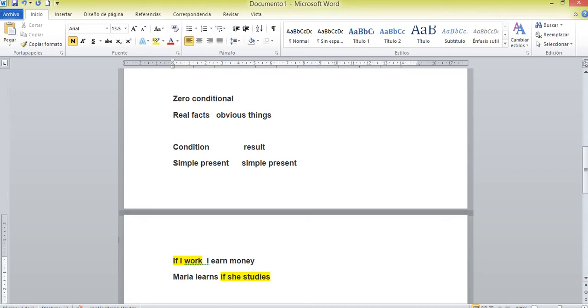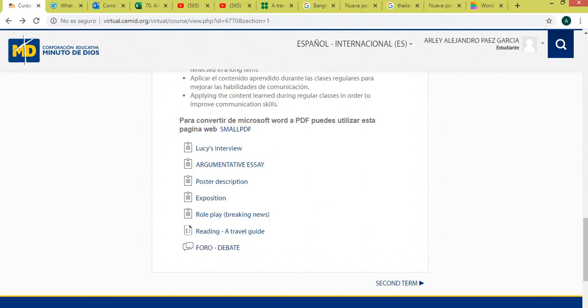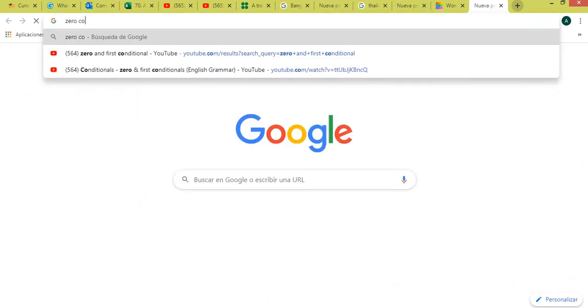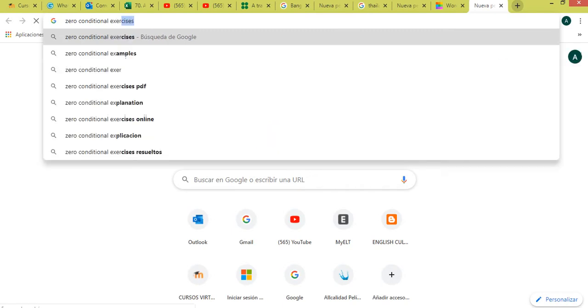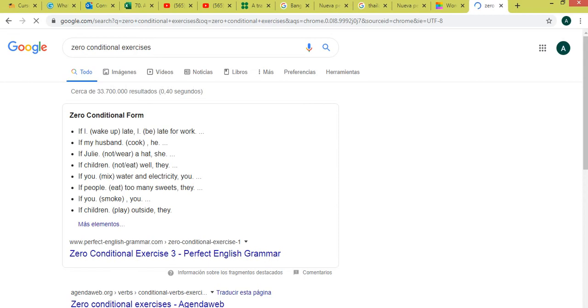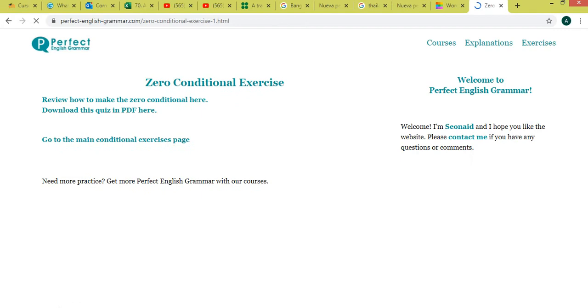Now, if you go here, for example, in this activity, you're going to find zero conditional exercises. Of course, I am going to do this example with any exercise that I have on internet. But for you, you're going to have some specific exercises that you are going to develop on internet in order for you to practice. Okay, so the idea is that you practice these exercises before you do the activity. In that way you're going to have enough experience in order to do the activity later on.